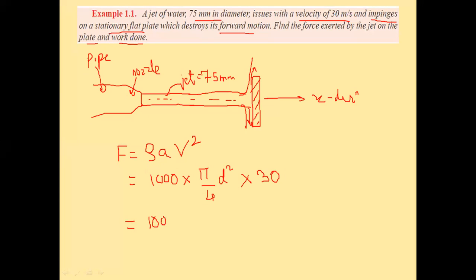So it will be 1000 into pi by 4 into d is 75 mm or 75 into 10 raised to minus 3, whole bracket square, because I have converted mm into meter, into 30. So what is the value? What is the answer?